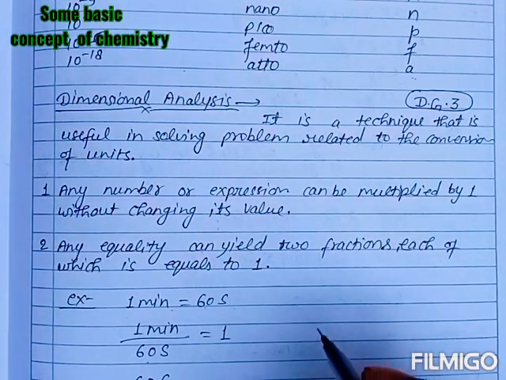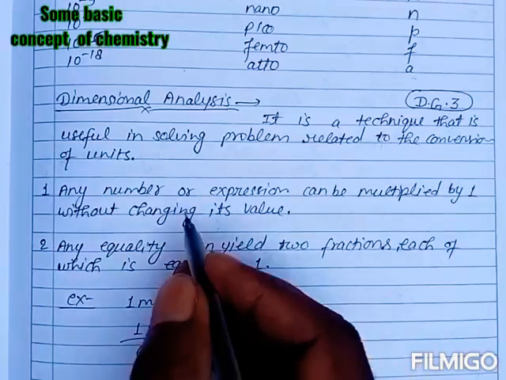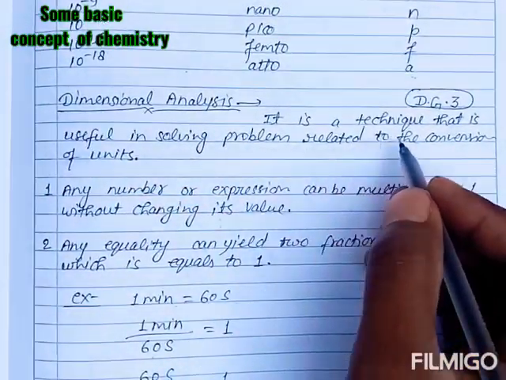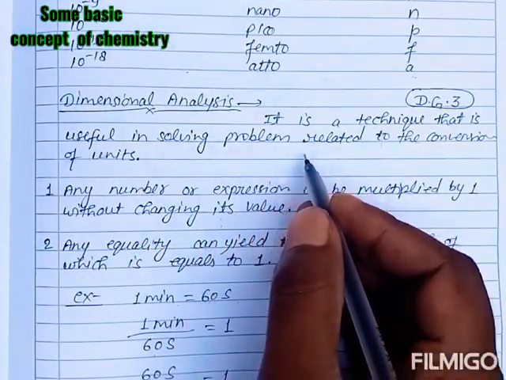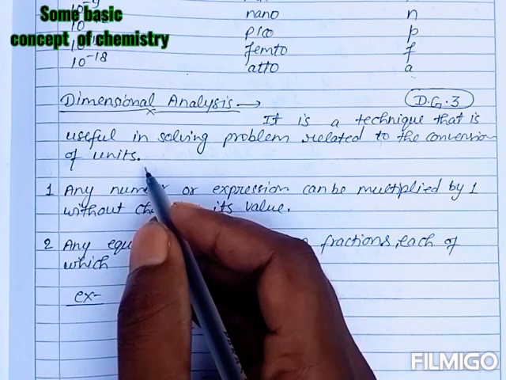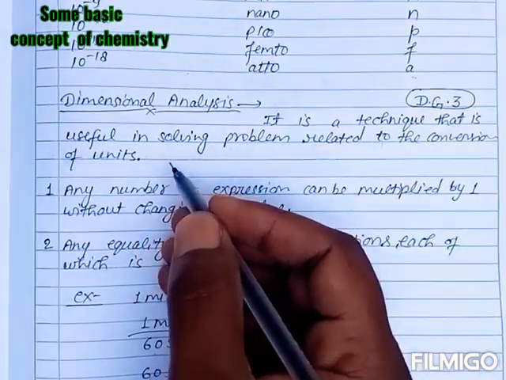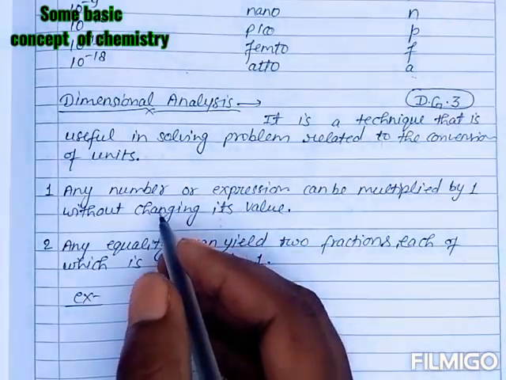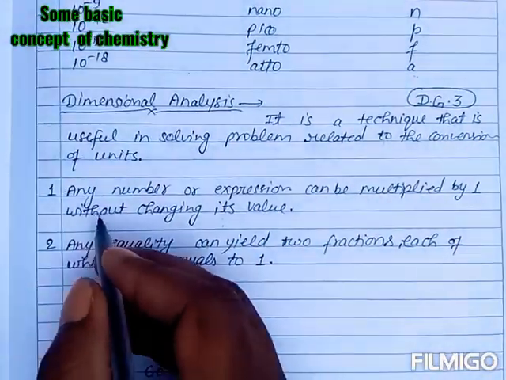Today we are going to continue for class 11th, Some Basic Concepts of Chemistry, lecture 3rd. Our topic is dimensional analysis. It is a technique that is useful in solving problems related to the conversion of units. You know that units are very important for any dimensional analysis. So there are 2 points which you should remember.